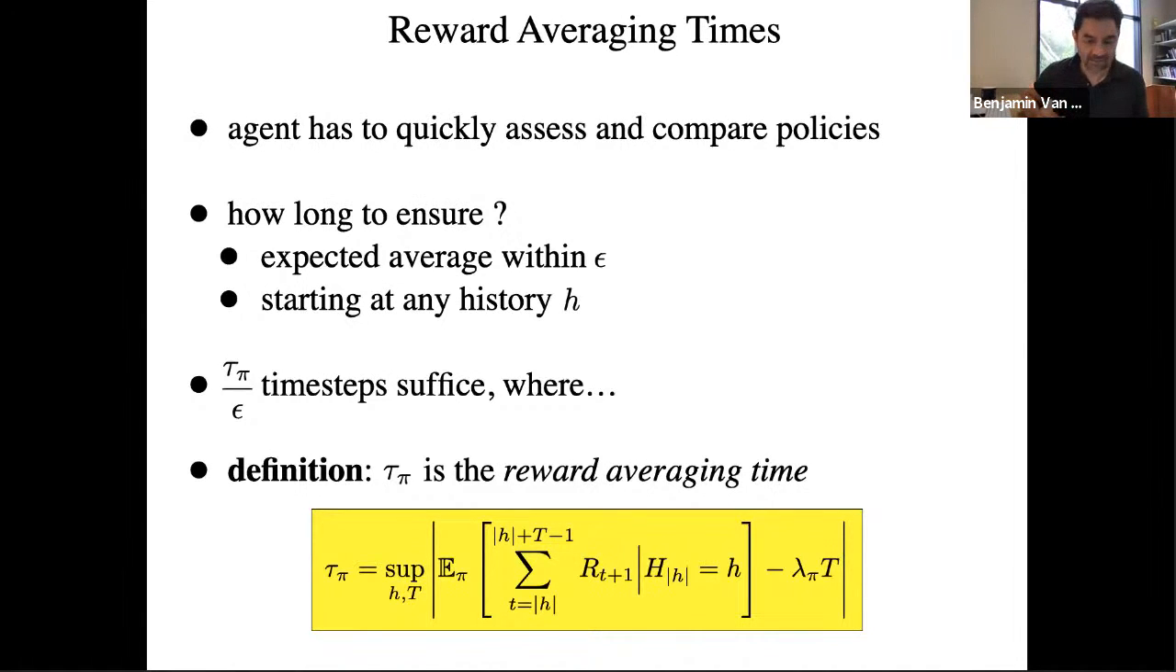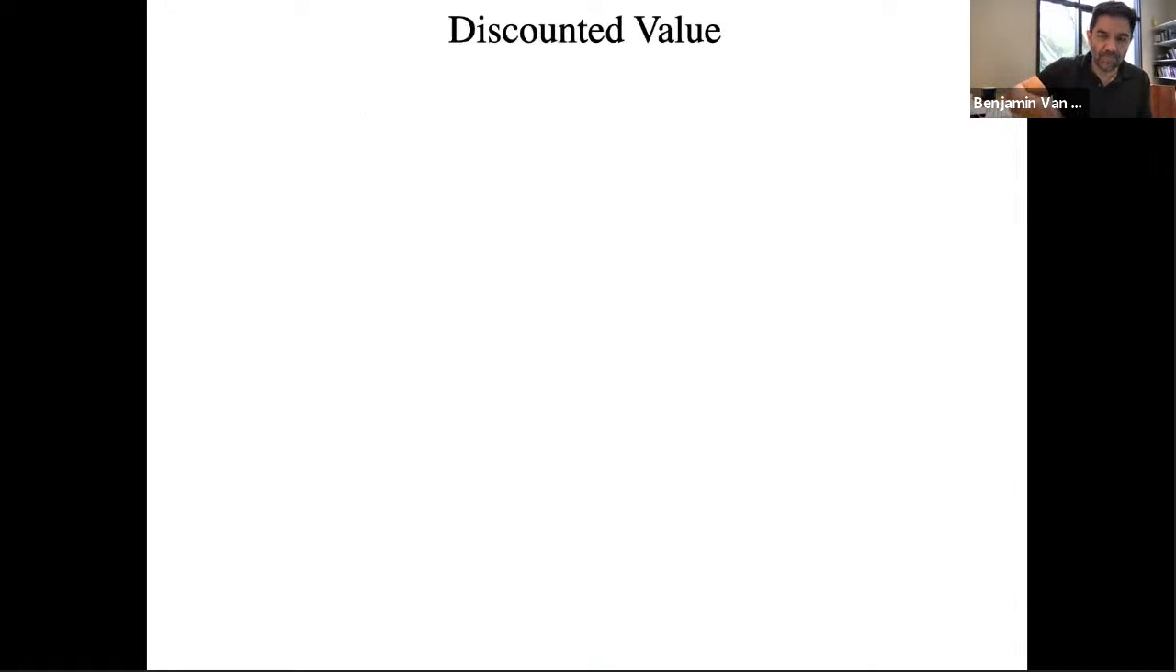And here's the definition that serves this purpose. I won't go into all this notation, but it's really defined to capture the concept we're after here, which is that within time tau pi over epsilon, we're always going to be able to compute the average reward of policy pi to within tolerance epsilon. So that's an important concept that we'll use.